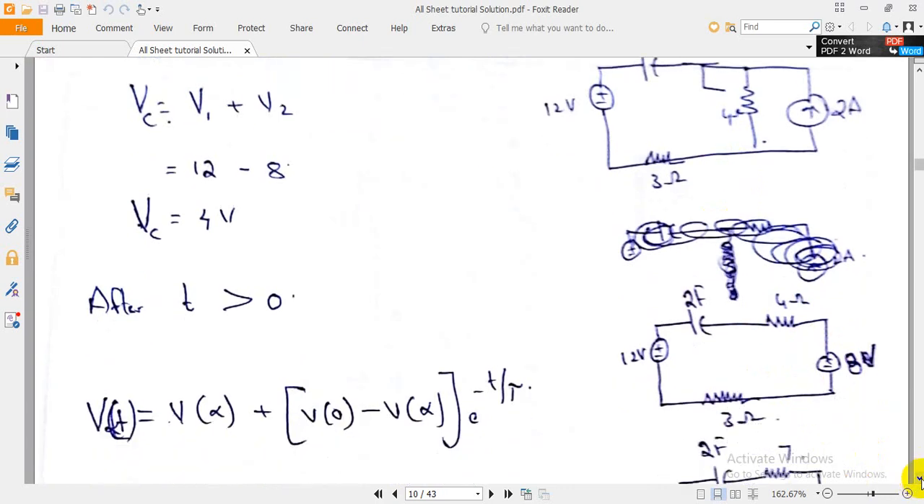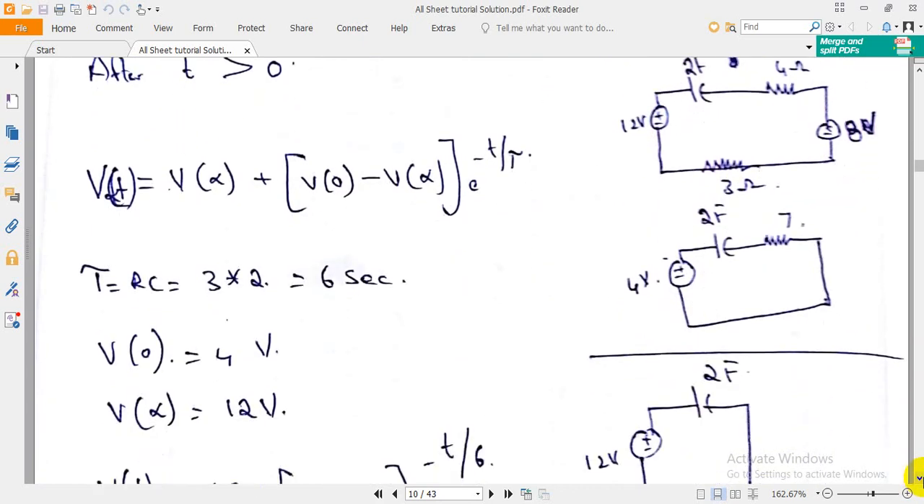So when t is less than 0, these two voltages will be added. If you go in clockwise direction or anti-clockwise direction, it's your wish. If you go in clockwise direction, minus 8 plus 12, it will be 4. So you will get V of 0 equals 4 when t is less than 0.